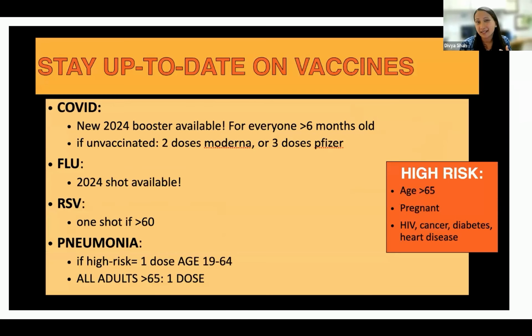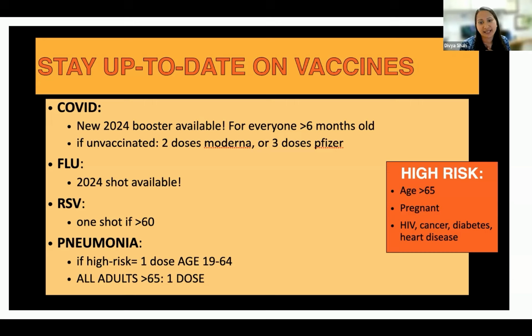And finally, stay up to date on those vaccines. As I've mentioned, it's really the best and number one way that you can prevent yourself from getting sick with both viruses and bacteria. As a reminder, we have a new 2024 COVID booster that's available for everyone over the age of 6 months. If you're unvaccinated, you need 2 doses of Moderna and 3 doses of Pfizer. We do have a new flu shot as well, the 2024 flu shot. The earlier the better in terms of flu season and getting the flu shot.